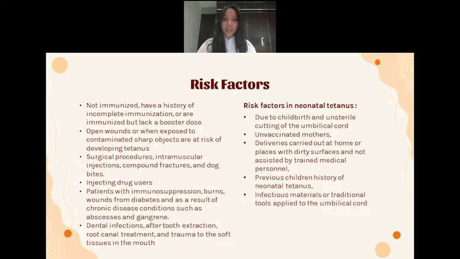On the other hand, there are also some risk factors for neonatal tetanus, which are childbirth and unsterile cutting of the umbilical cord, unvaccinated mothers, deliveries carried out at home or in places with dirty surfaces and not assisted by trained medical personnel, a previous child with neonatal tetanus, and also infectious materials or traditional tools applied to the umbilical cord. These conditions may lead to neonatal tetanus.